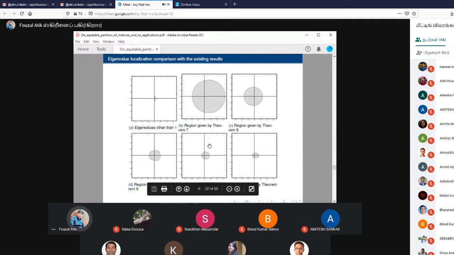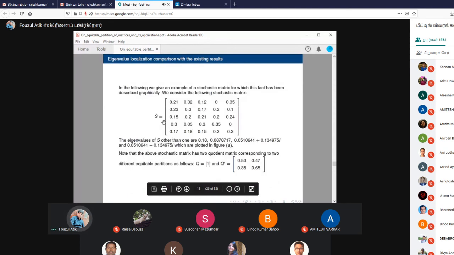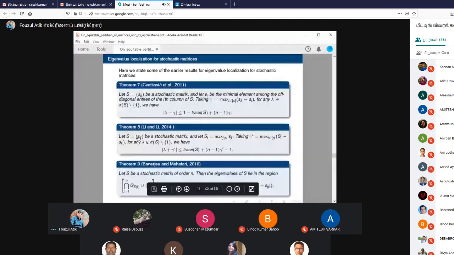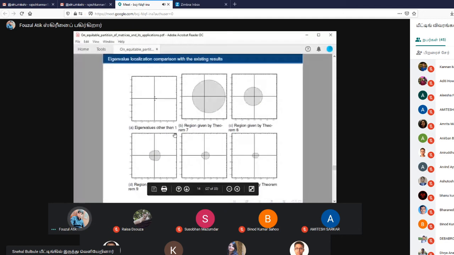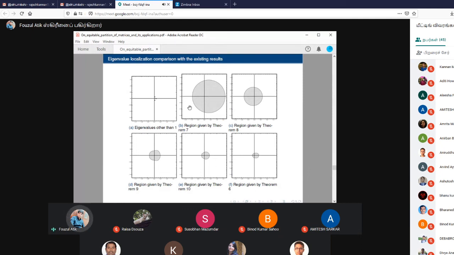Now we have shown some results, right? The results from theorem 7, 8, 9, and then our result, all these results we have done. So we plot the region according to these theorems. If we use theorem 7, we can see the eigenvalues of the stochastic matrix other than 1. That theorem gives this region where the original eigenvalues lie.